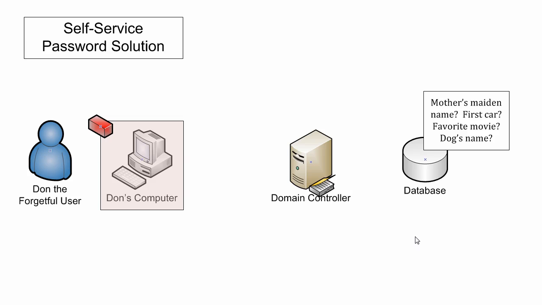Now, as you can imagine, if I create this database of secondary questions, I automatically create a database of personal information that I definitely don't want to get out. I definitely need to keep it secured. So when I'm looking for a self-service password solution, I want to look for one that includes some very strong controls so that this secondary information, this personally identifiable information, doesn't get out. Once I have that solution in place, the next time Don comes into work and forgets his password, all he needs to do is go right to his own computer, answer a few questions, and he's got a new password ready to go.